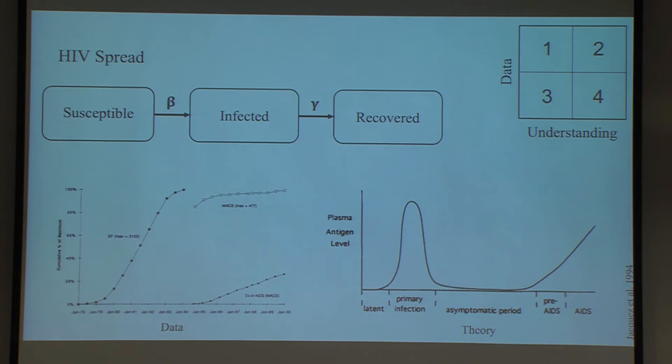And when you put that beta into the model and generate a curve, it turns out you get the wrong curve. It doesn't fit the data, okay? And so there was something wrong.